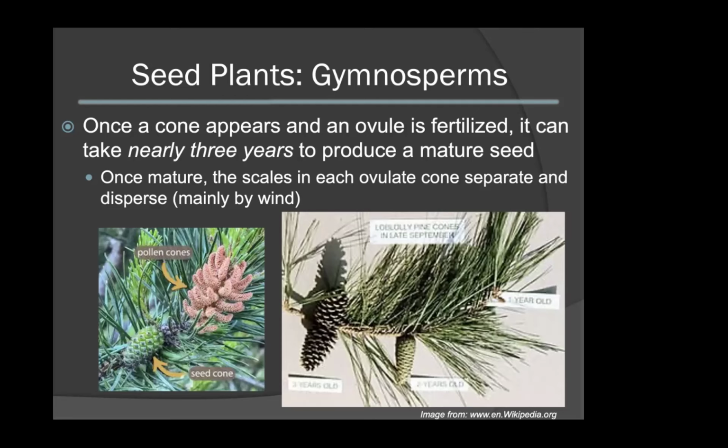The image to the left depicts the difference between an ovulate or seed cone and pollen cone. The image to the right depicts the difference in the ages of the cones. Note that at the tip of the branch we have a 1-year-old cone, which is very small. Note that we have the 2-year-old cone in the middle, which has the scales folded up to protect the developing seed, while the 3-year-old mature cone will now have the scales raised, which will allow for the seed to disperse.